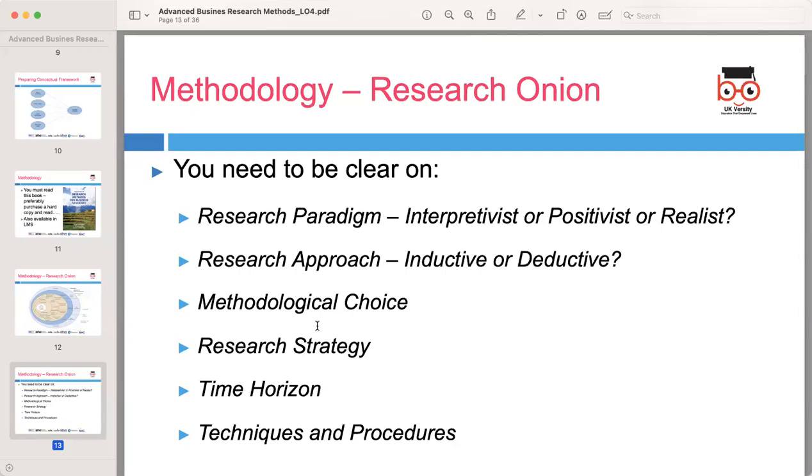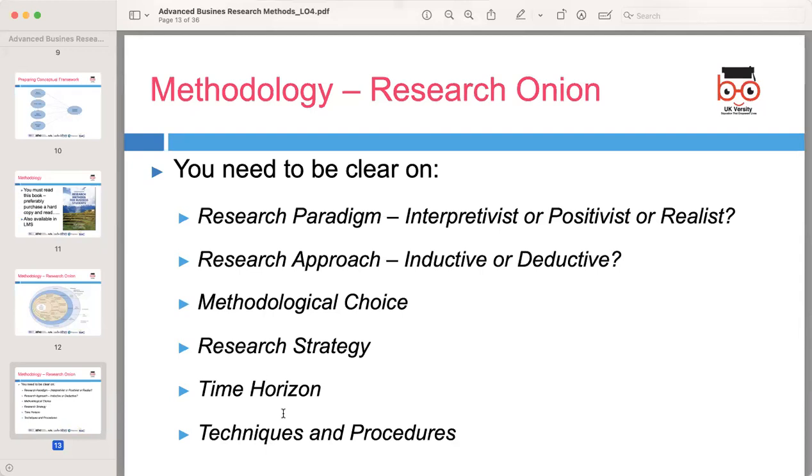Then there is the methodology choice. Once you have decided on the research approach, you need to select the specific methods you will use to collect and analyze data. These methods can include surveys, interviews, experiments, observations, or document analysis. Research strategy outlines the overall plan or framework for conducting the study.